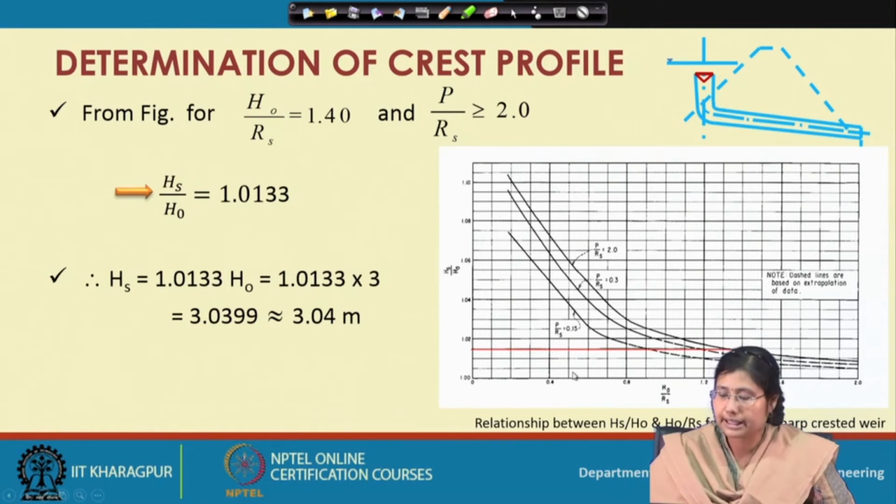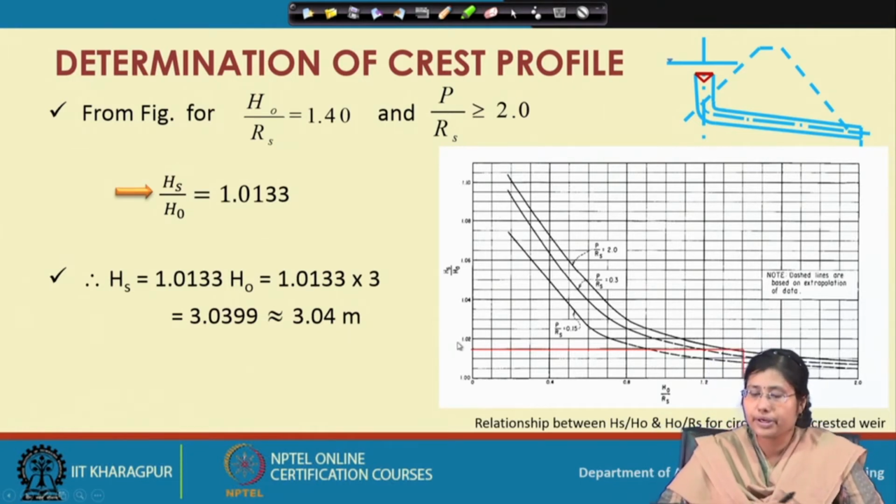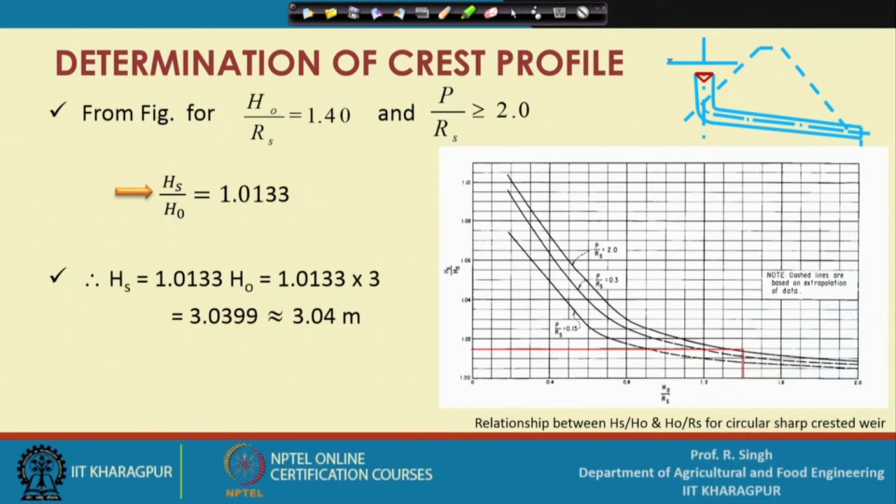All these graphs are obtained from USBR, the US department. All these design problems are given by them, and then we are converting them based upon our design. So, from this graph of H0 by Rs, at a given pressure level, you have to calculate the value of Hs by H0. So, how can you do that?